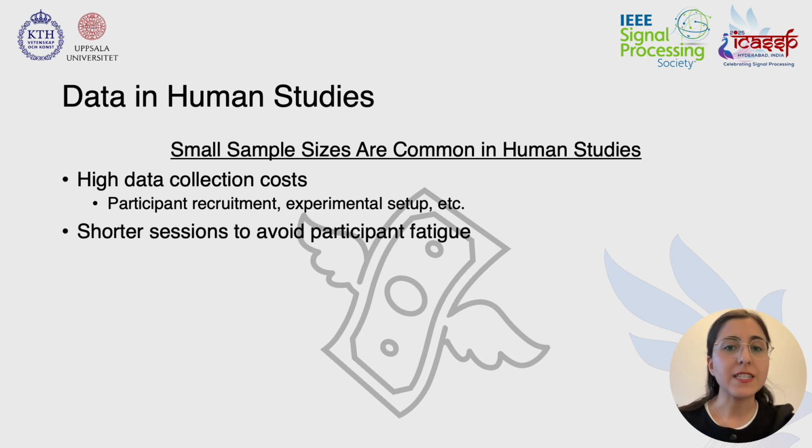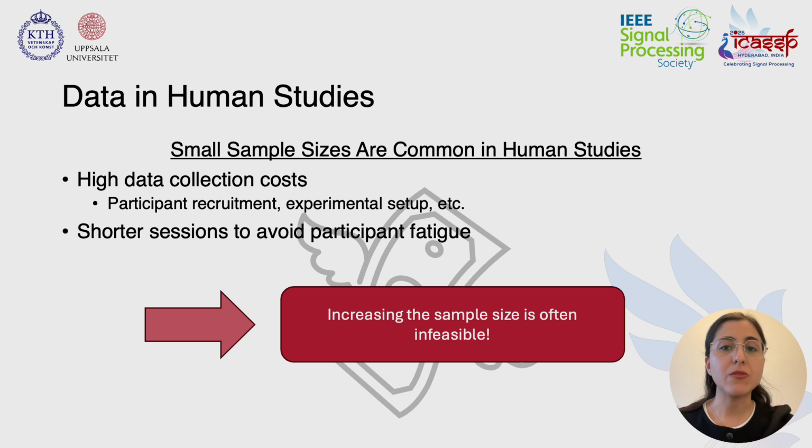On top of that, sessions need to be short to avoid participant fatigue and loss of attention, which naturally limits the number of trials per person. So increasing the sample size isn't always an option, meaning that researchers have to make the most of the small data sets they've got.